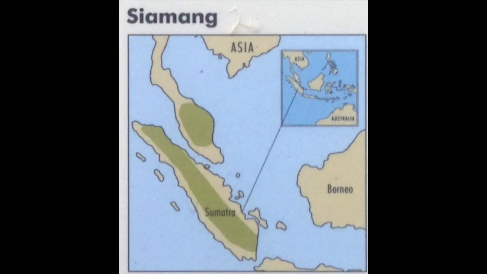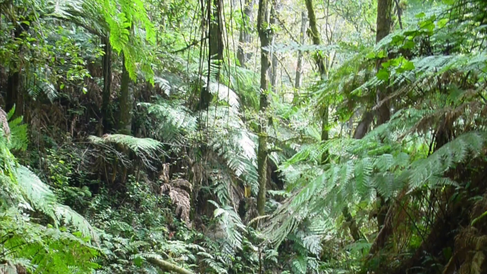So as you can see from the photo, siamangs are found on the island of Sumatra in Indonesia and also the Malay Peninsula. The subspecies Syndactylus lives in Sumatra, mainly on the west of the island, while the subspecies Continentis lives in Malaysia and the very southern part of Thailand.